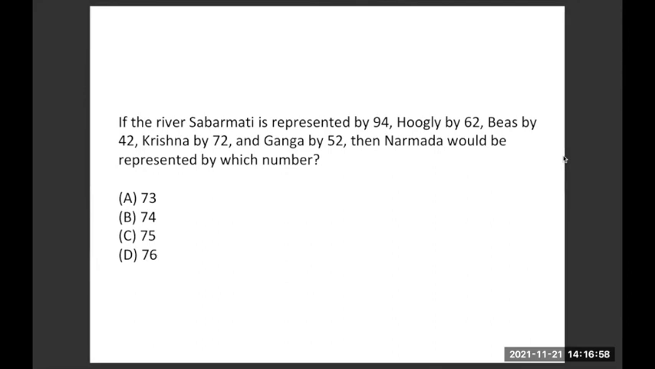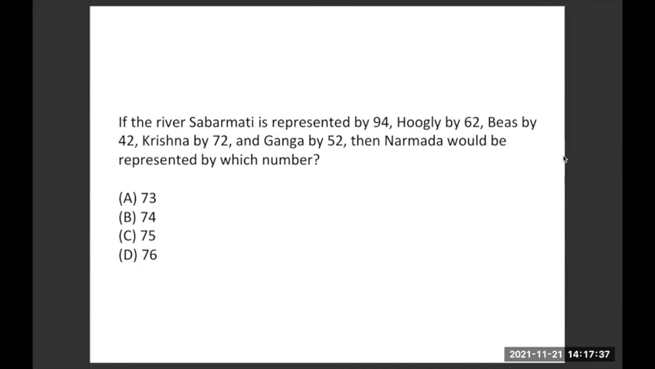ठीक है. So you're given letters Sabarmati, Hooghly, Bias, Krishna, and Ganga, which are rivers, and they all correspond to some number. So Sabarmati corresponds to 94, Hooghly corresponds to 60, Bias corresponds to 42, Krishna corresponds to 72, and Ganga corresponds to 52. Then Narmada would be represented by which number? Anybody wants to talk about the logic behind the numbering first? Give some thought, and can you suggest what is the logic behind this number?